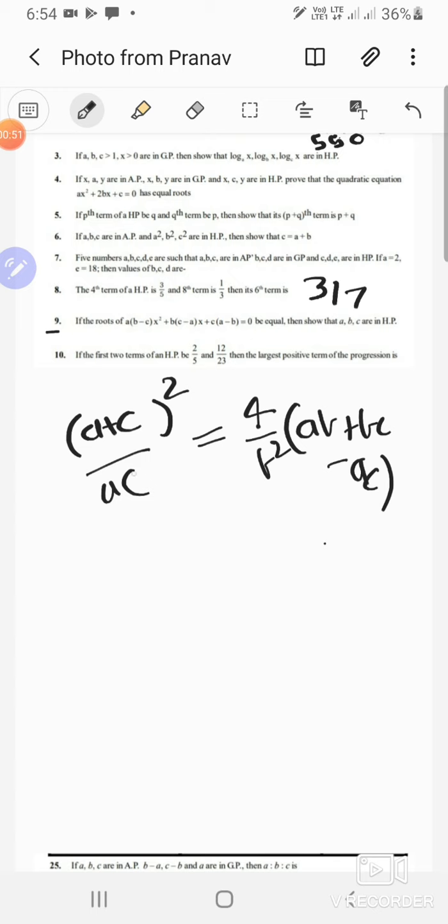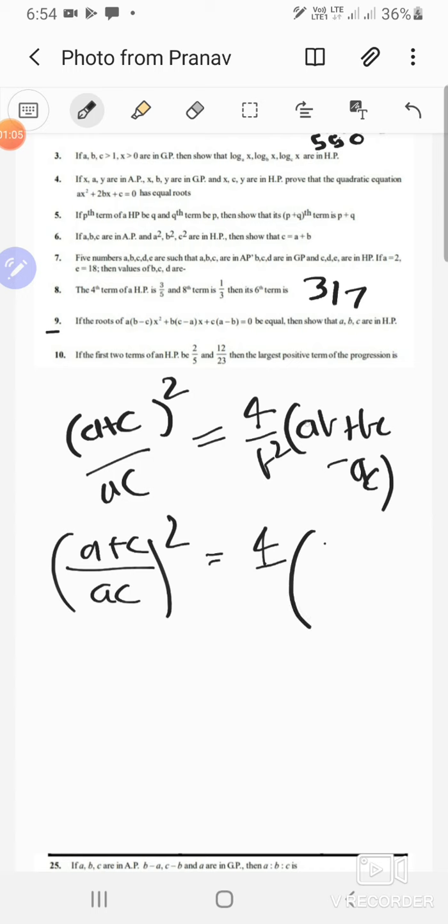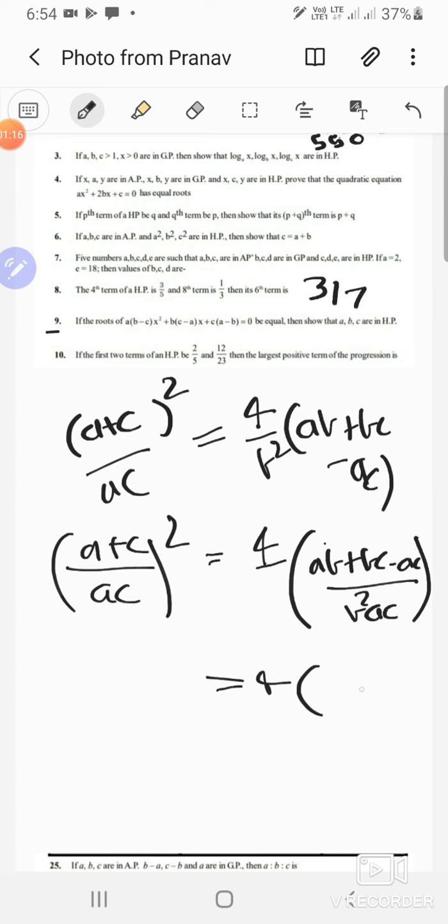So if I divide this whole equation by AC once again, then I can write it as (a plus c upon AC) whole squared is equal to 4 upon b squared into AC. Okay, but now I'm going to write it in this bracket. So AB plus BC minus AC upon b squared AC. Okay, that makes it AB upon b squared AC. Well, I can factor out 1 by b from this, and then the remaining would be ABC in the denominator. So AB upon ABC, that's going to be 1 upon C.